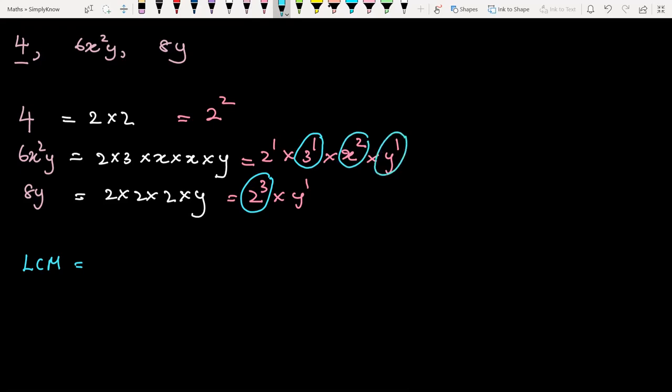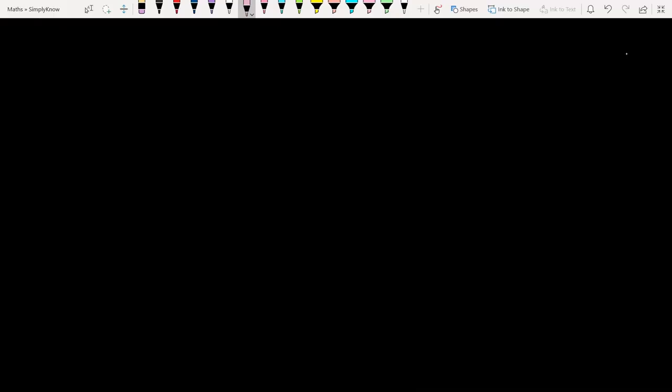So let's write these powers as a product. 2 to the power 3 times 3 to the power 1 times x to the power 2 times y to the power 1. Now what do you get? 2 to the power 3 is 8. 8 times 3 is 24. Then x squared and y. This is your answer. Okay, one more example. This is an easy one. So what is the LCM of 2xy and 4y squared? Pause this video and try to find your answer.